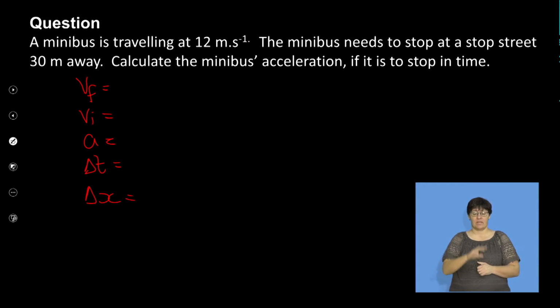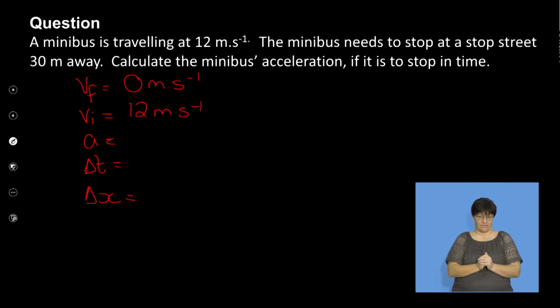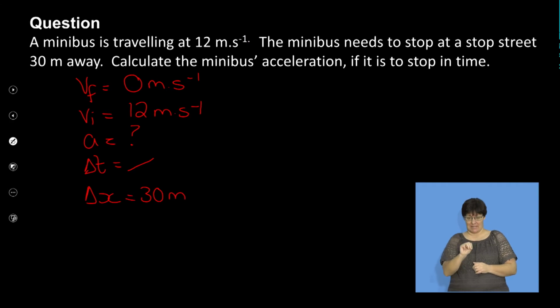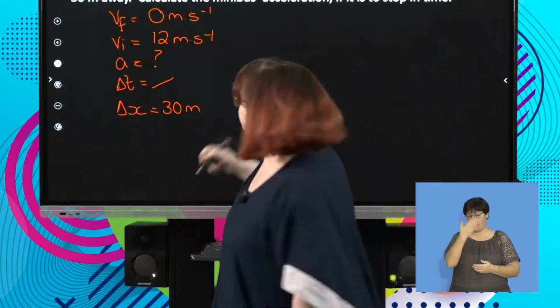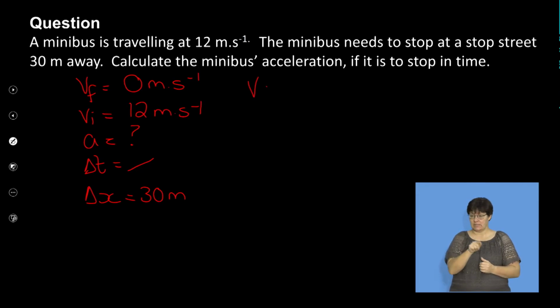Okay, VF is 0 because it's going to stop. VI is 12. Acceleration is what I'm looking for. They didn't give me time, and I know it's going to do it in 30 meters. We now need to go through the list of equations, and we find the one that doesn't have time in it, because we don't have time. I know that that means we're going to use this equation.